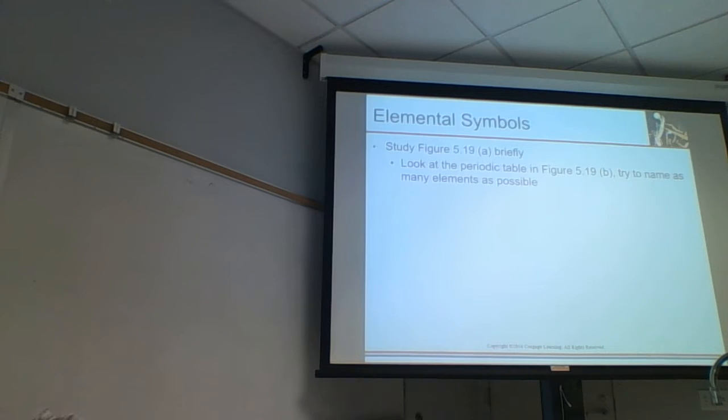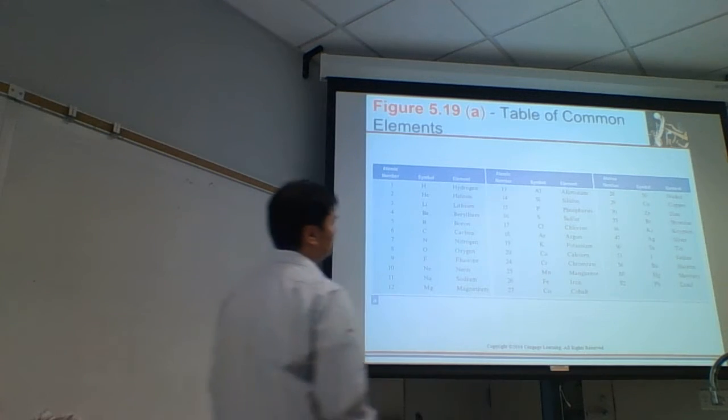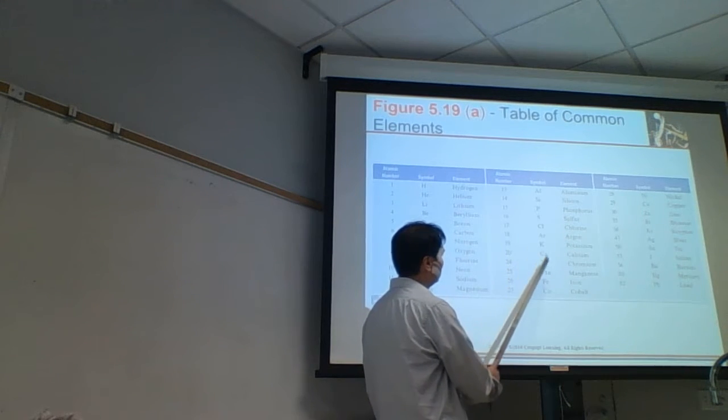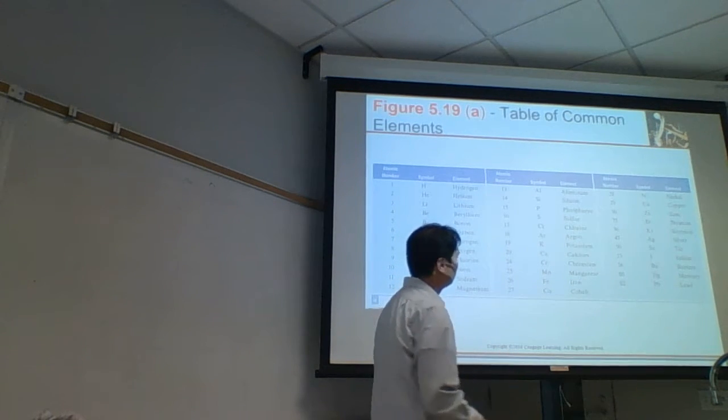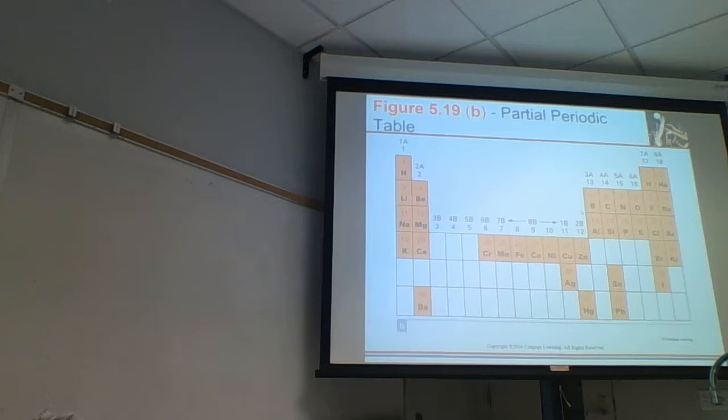All right, study figure 5.19 briefly. Look at the periodic table of figure 5.19b. Try to name as many elements as possible. This is an exercise in memorization. The more you look at it. Here the table of common elements. This is something similar. This table of common elements, you should know all these. Just go down. You should have all these memorized eventually, when we get to the nomenclature. You still have time. Here's a table of common elements.